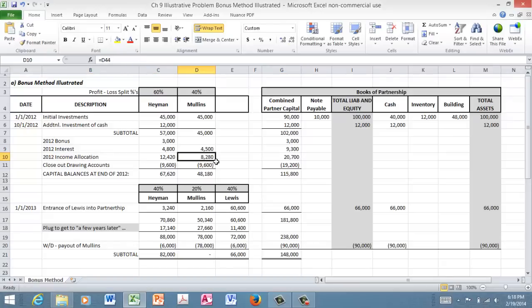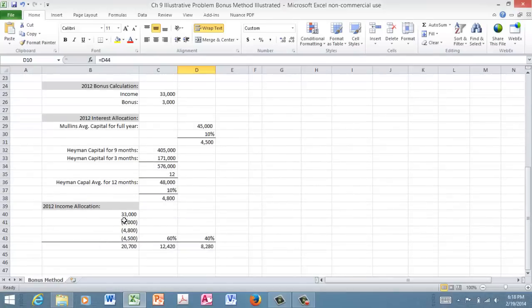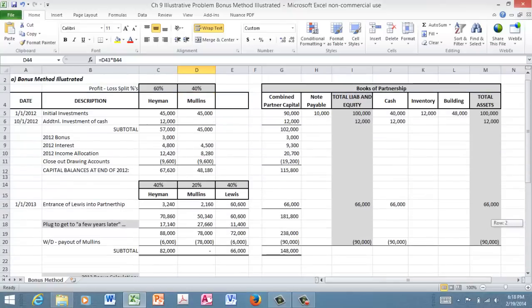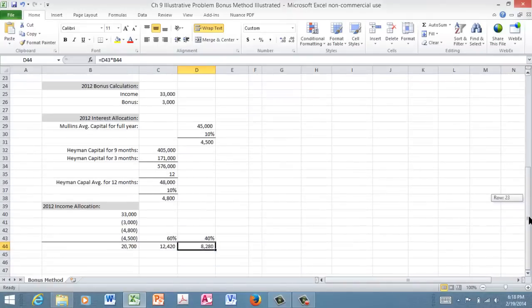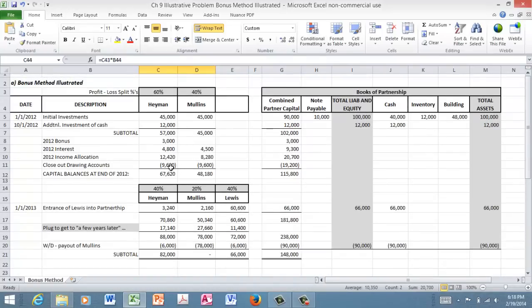Now, what about the income allocation? They said that if we take the $33,000 of net income and back out the bonus and the interest calculations, you see all this coming down to $20,700. Then if we go at a 60-40 split of that amount, you can see that there's $12,420 going to Heyman and $8,280 going to Mullins. So I'm taking those amounts from down here on row 44 and bringing them up to your income allocation.